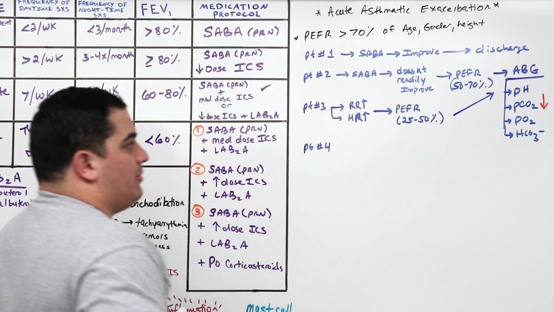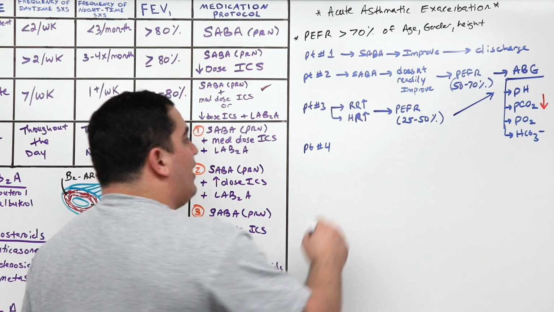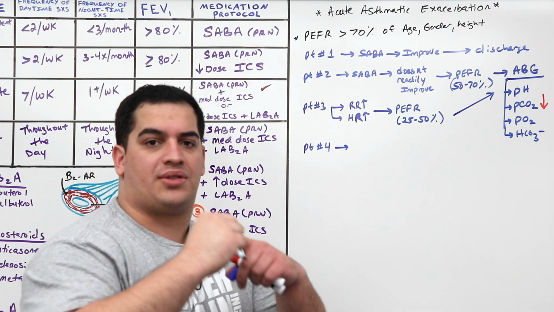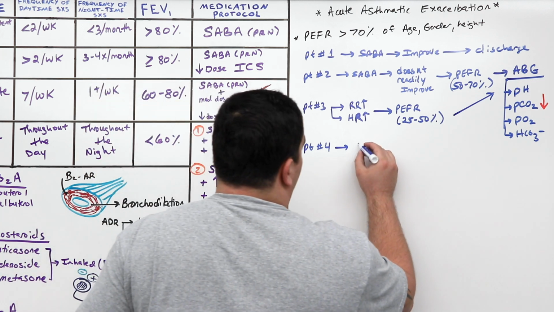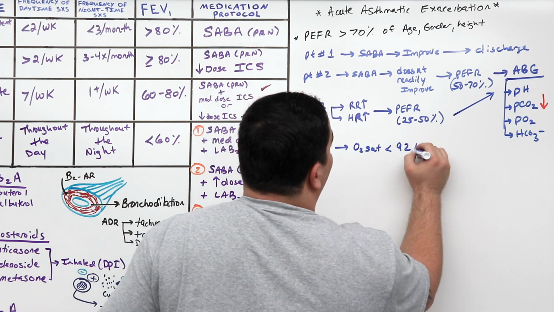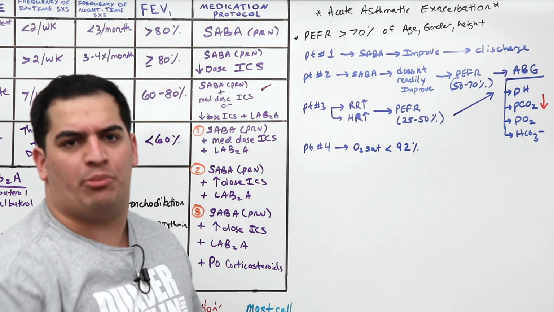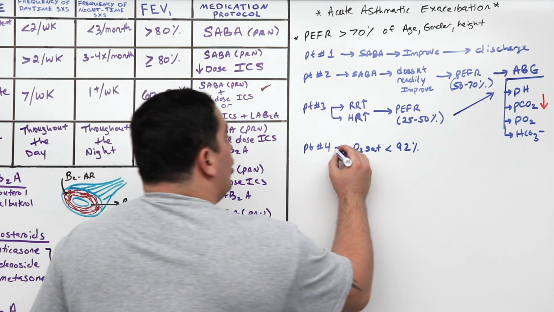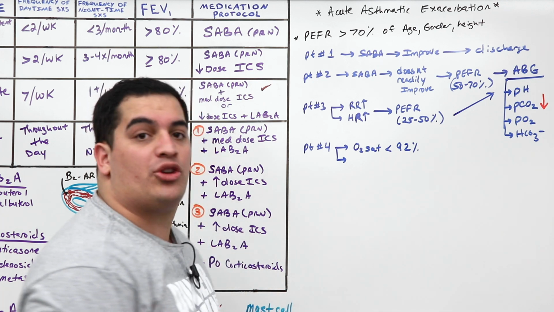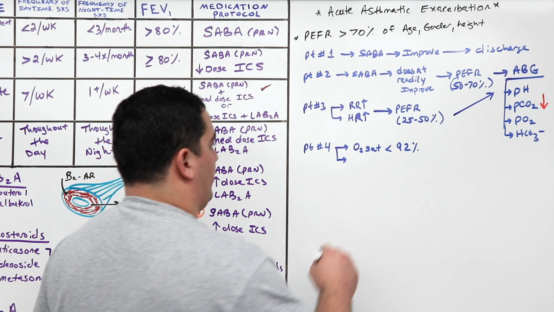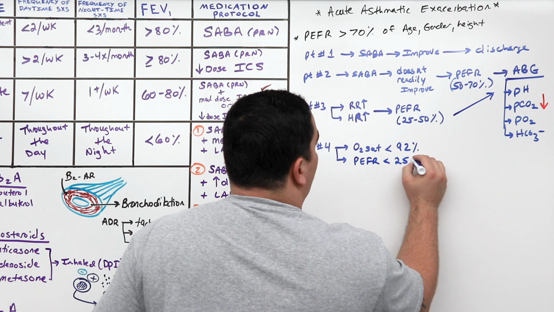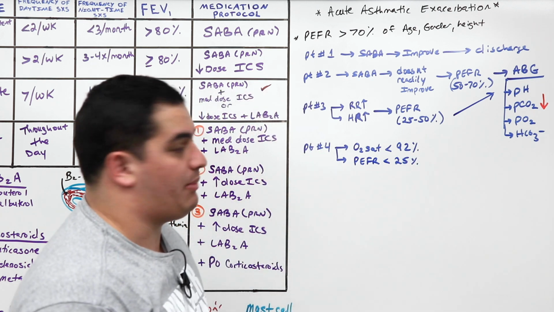Now, for patient number 4, let's say that this patient comes in. You do their O2 sats, so you do the pulse ox. The pulse ox shows that the O2 sats are less than 92%, let's say. That's no good. You find out that they have a peak expiratory flow rate that's less than 25%. Oh my gosh, that's bad.